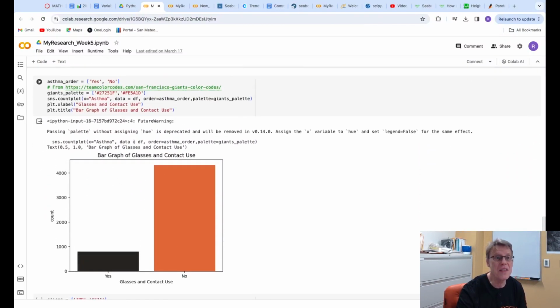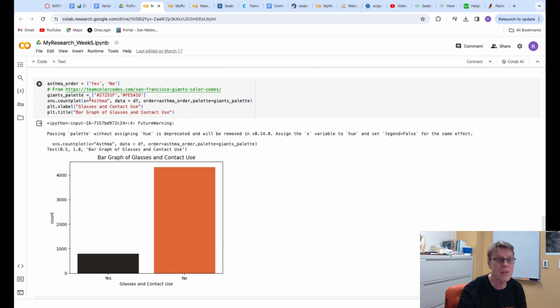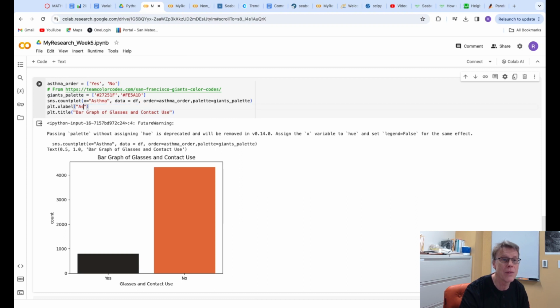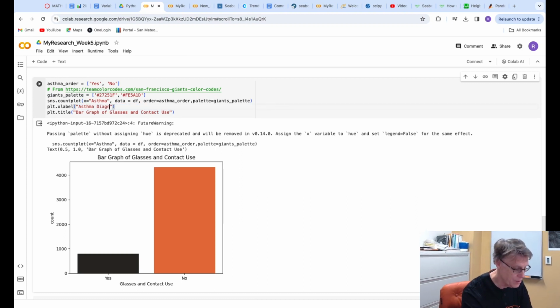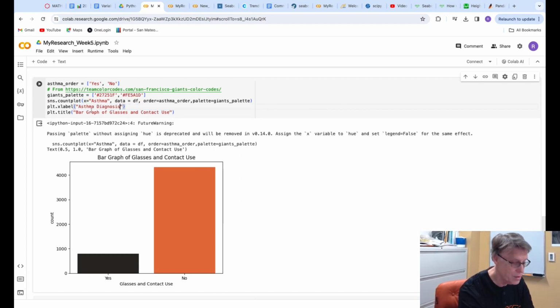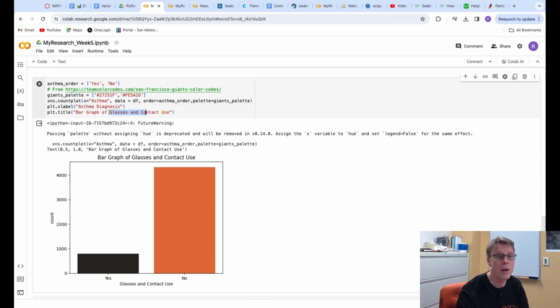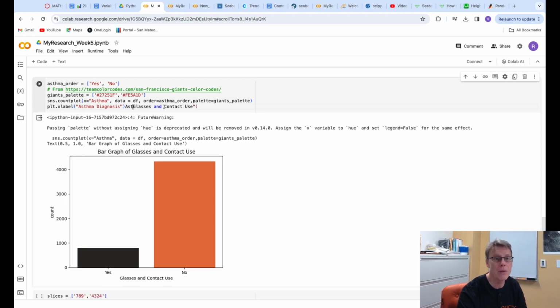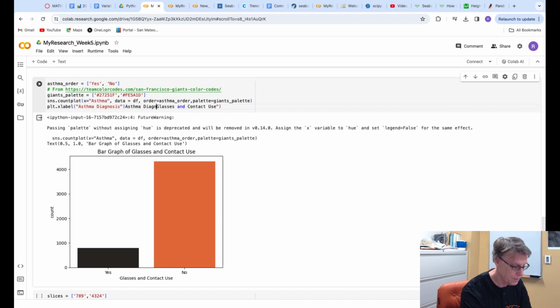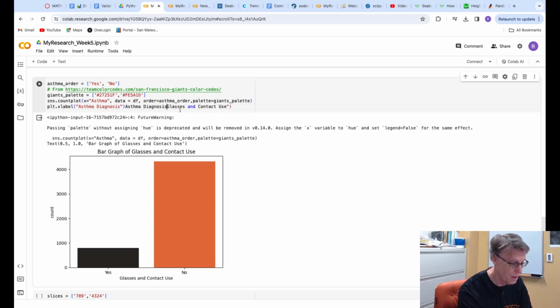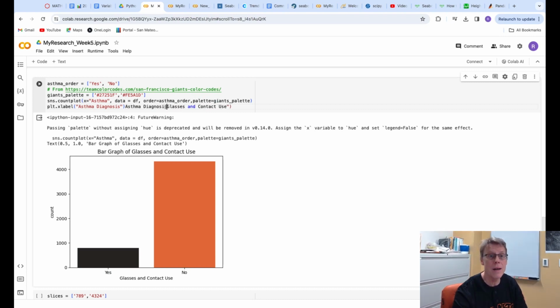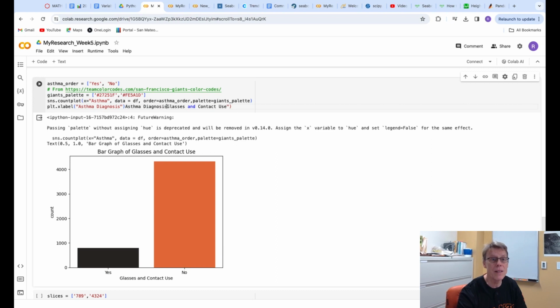This is wrong. This is the asthma variable. I left the label. This is, wow, asthma diagnosis. How embarrassing. Asthma diagnosis, and then the bar graph of asthma diagnosis. Wow, that's not cool. I deduct points. Ooh, hello.